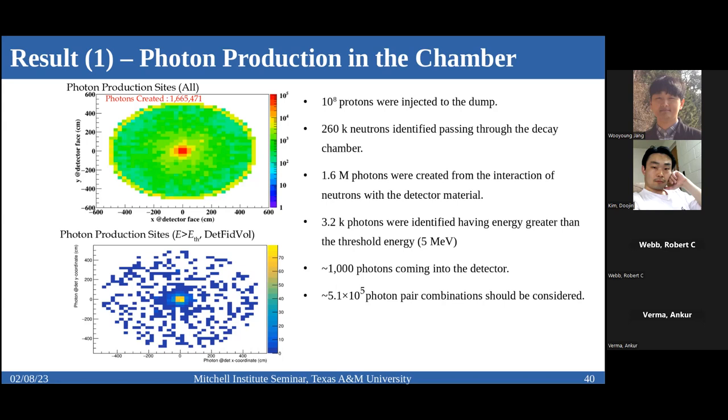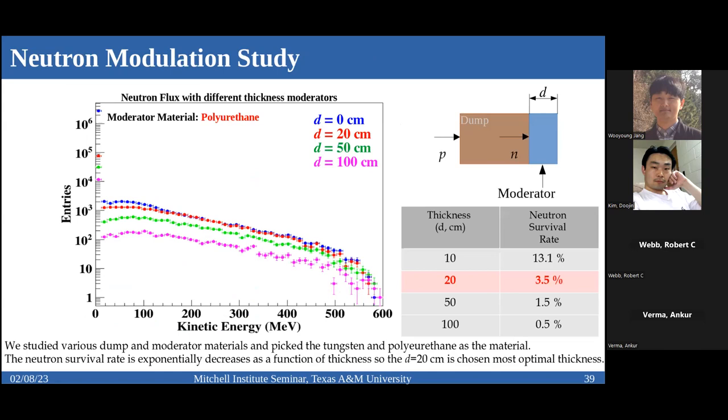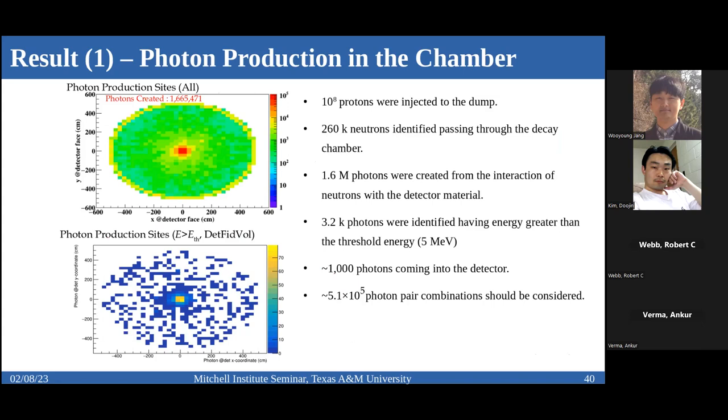So that answers the question. This is the energy spectrum of the neutron after the modulation simulation. The input energy of the proton was 600 MeV. Do you remember how many neutrons total? The previous number was for those that passed through the decay chamber, but do you know how many neutrons are produced in total? No, this number is not for when they pass the decay chamber. This is right after the neutrons escaped from the modulator, so this is the total number of neutrons after they pass the modulator.